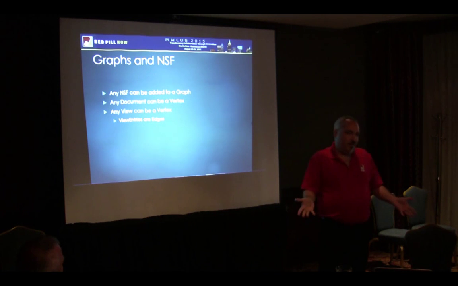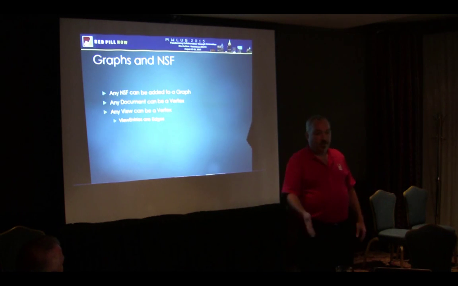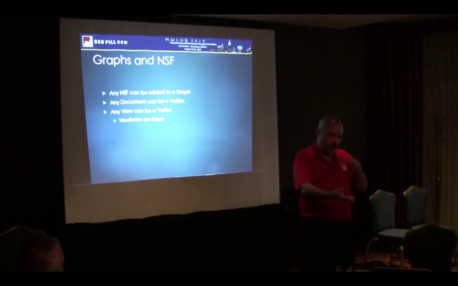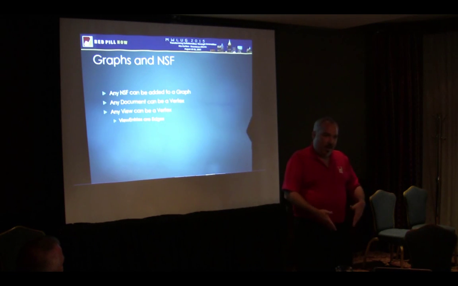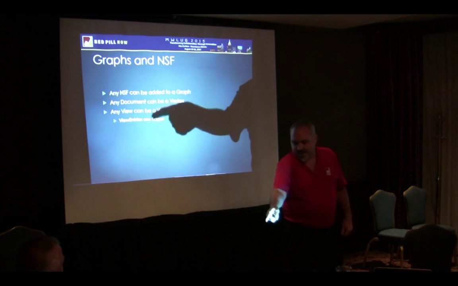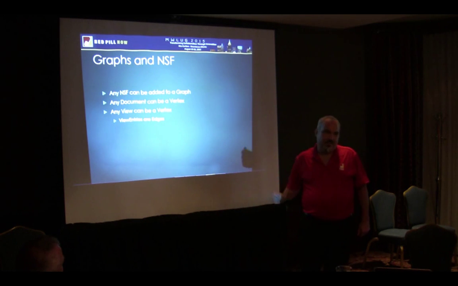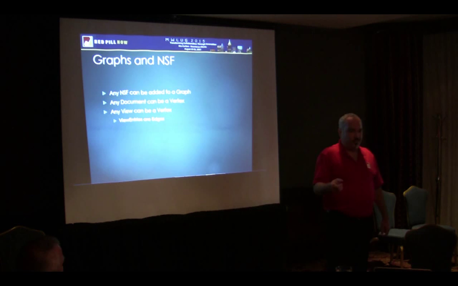Basically you've got a Domino server and you say, I'm going to make a graph, and I'm going to call it this. The one I'll use is called now. So I made a graph that's called now, include that NSF, that NSF, that NSF, and that NSF. And by the way, they could be on different servers.